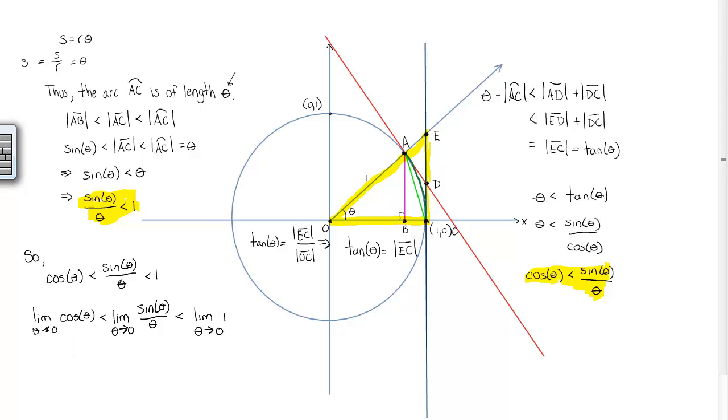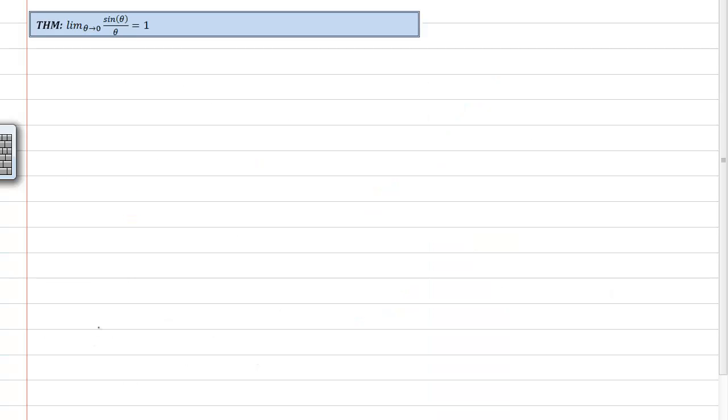As theta approaches 0, cosine approaches 1. As theta approaches 0, 1 is just 1. And so we see that the limit as theta approaches 0 of the middle function here, sine theta over theta, must be 1 as well. So by the squeeze theorem, that limit is equal to 1. And that's what we want. Such a cool proof.